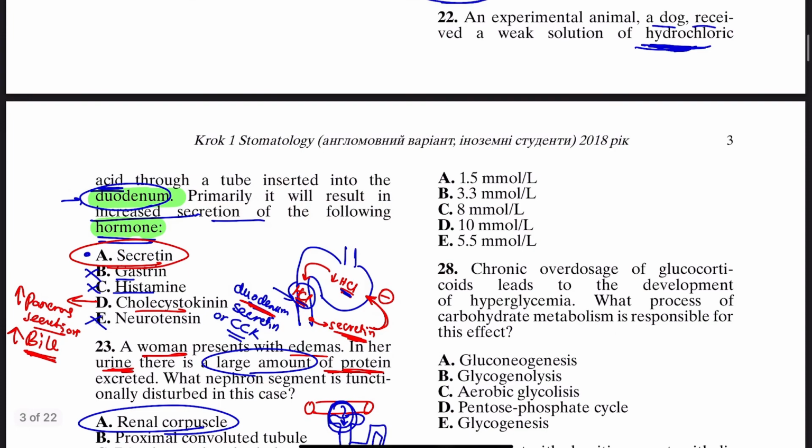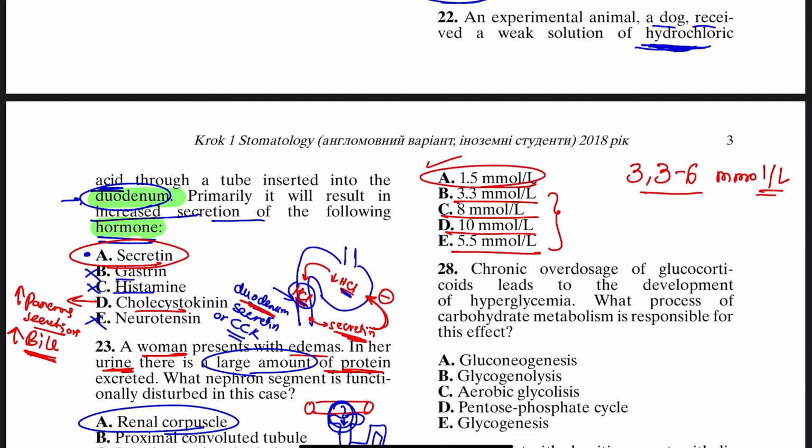So the blood glucose level should be decreased. How should you know the normal blood glucose level in the blood? It's 3.3 to 6 millimoles per liter. So all of these are more than 3.3, so they are not hypoglycemia or low blood glucose. Only one can be the answer.